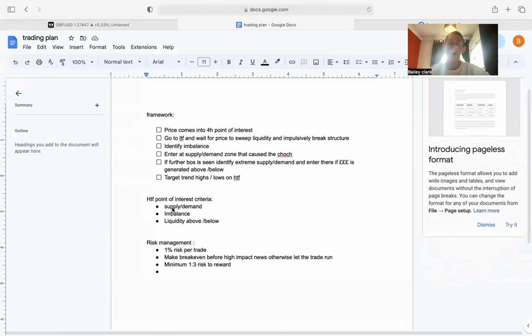For a higher time frame area, we require that it's a supply and demand area. We also require that it's imbalanced, and we also want to see that liquidity being generated above or below it.